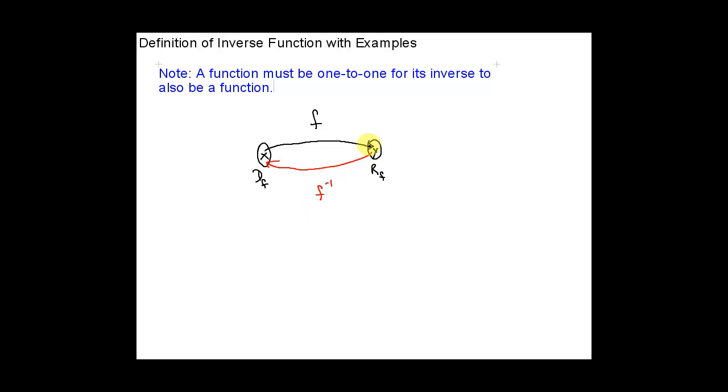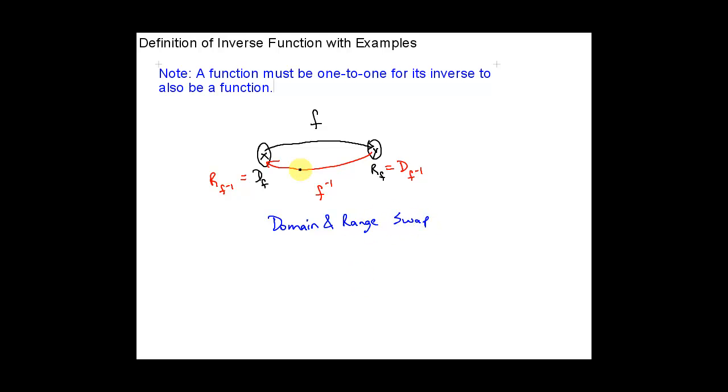So now if you consider this over here, this would be the domain of the inverse function because this is the input, and this over here would be the range of f inverse because this is the output. So some interesting things happen here. We can already see that with inverses, the domain and the range swap.